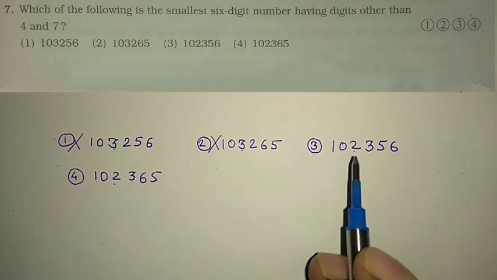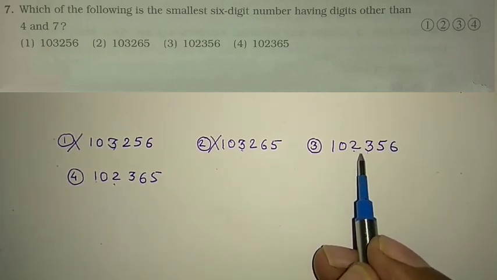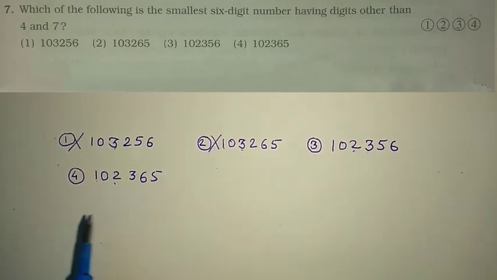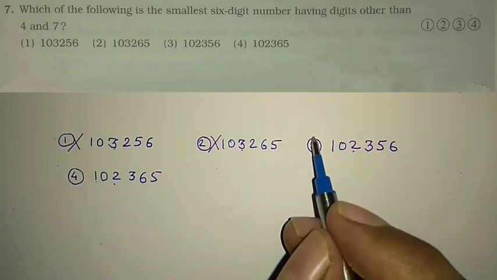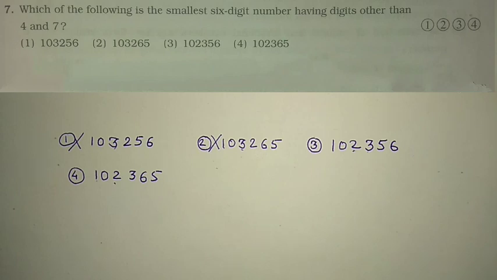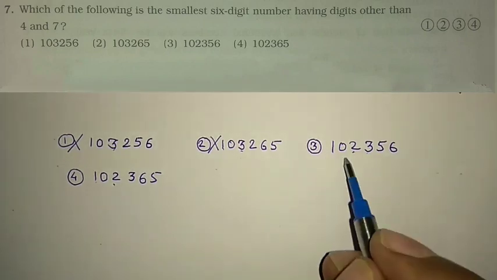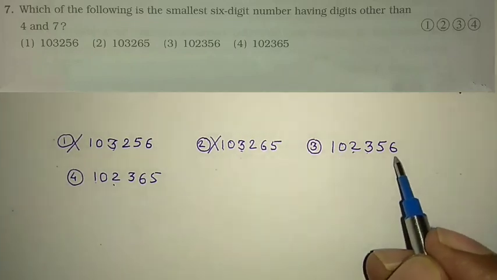These are 102356 and 102365. Out of these 2 numbers, this number is the smallest. But what is the condition here? The smallest 6-digit number having digits other than 4 and 7. Means this number should not be divisible by 4 and 7. If we observe here, 56 is there, so this number is divisible by 4.